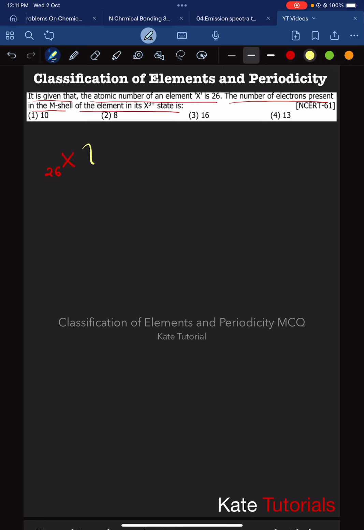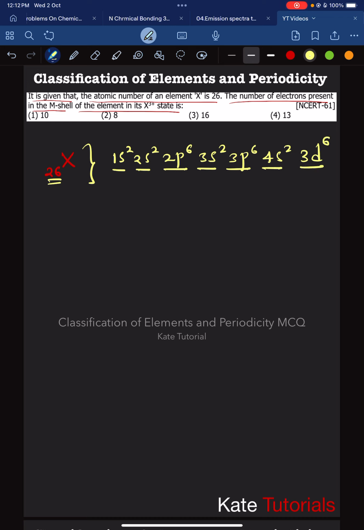So here you can see that if I write the electron configuration for 26, it will be 1s2, 2s2, 2p6, 3s2, 3p6, 4s2, then comes 3d, right? So total electrons are 26. 2, 4 plus 6, that is 10, 12, 18, 20. I need 6 electrons, so 3d6, right?